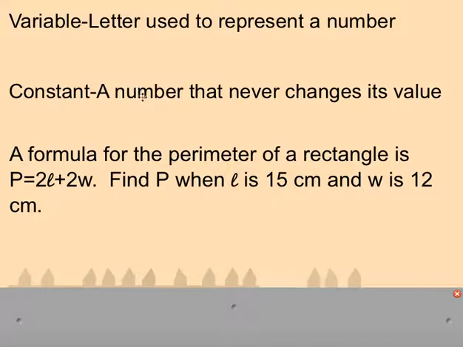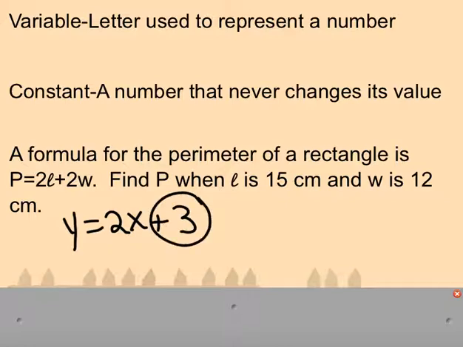First, let's look at some vocabulary words. Variable: we are using a letter to represent a number. A constant is a number that never changes its value. So if we look at a normal equation like P equals 2L plus 2W, P, L, and W are our variables where we could input different information. If we have something like Y equals 2X plus 3, X and Y would be our variables, and plus 3 would be a constant, because regardless of what we put in for a variable, that number will never change.